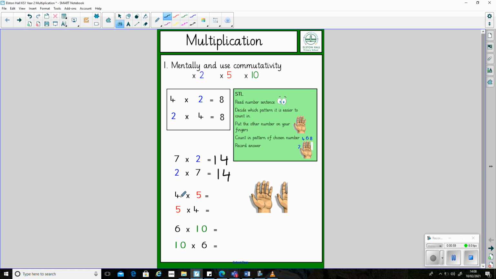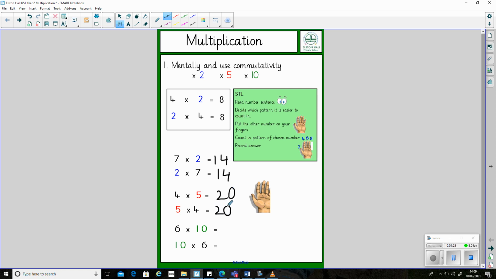The next calculation, 4 times 5. Again, we ask the children to think, which pattern can you count in more easily, the 4s or the 5s? If it's the 5s, then we ask them to put up 4 fingers and then count in the pattern of 5. So 5, 10, 15, 20. The answer to 4 times 5 and 5 times 4 is 20.